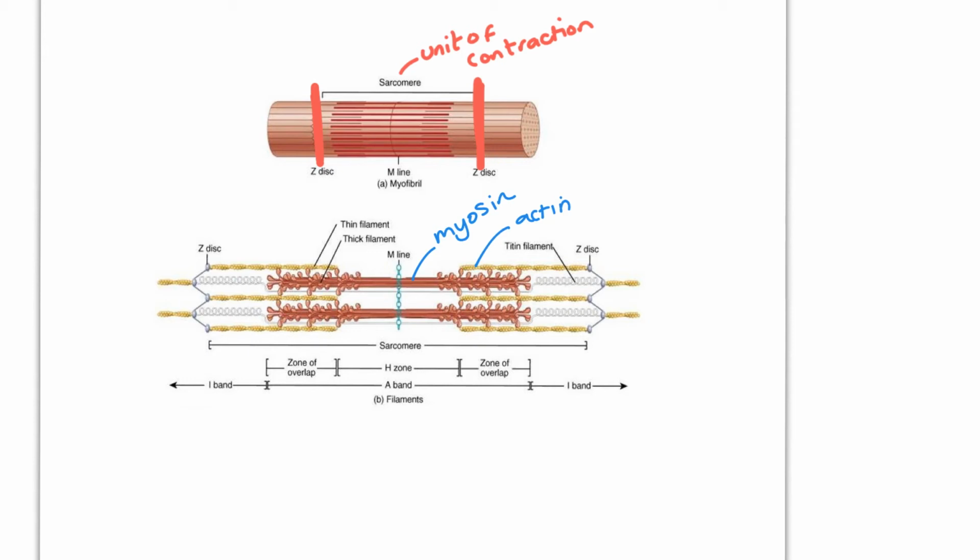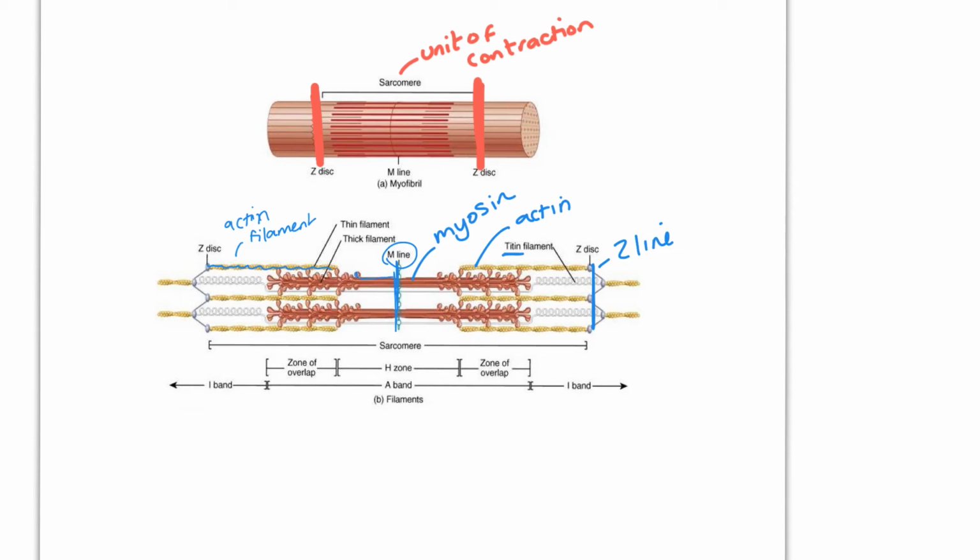So the ends of each sarcomere are known as the Z line or the Z disc, and these are made up of a protein called titin, but actually you don't need to know about titin for your A-level, so don't worry about that one too much. You've then got actin filaments coming off the Z line towards the center. The center of the sarcomere is called the M line. And then in the center, pointing towards the Z disc, you've got the myosin filaments.